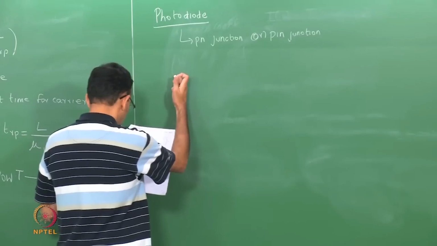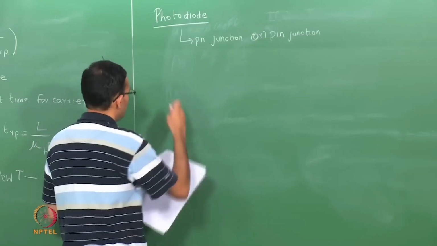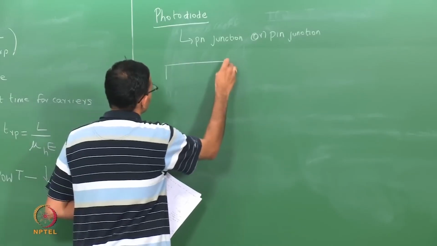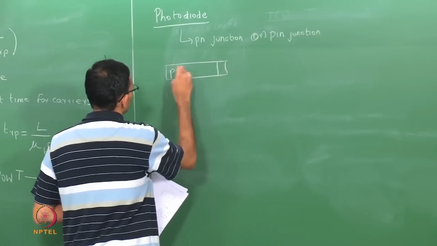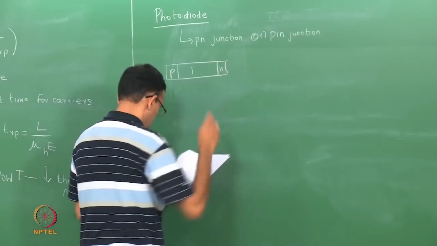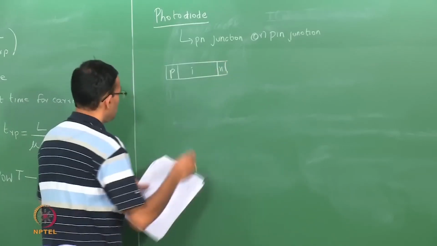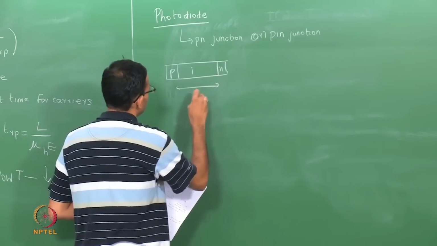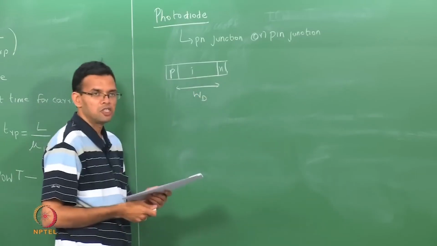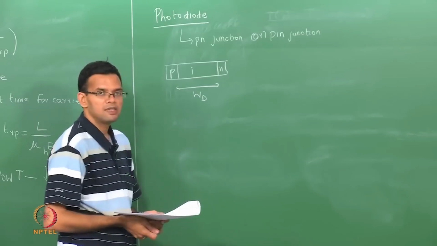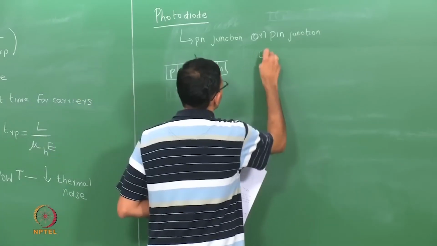Consider a simple PIN kind of device. The intrinsic region is typically wide and the P and N regions are short. These devices are usually operated under reverse bias.